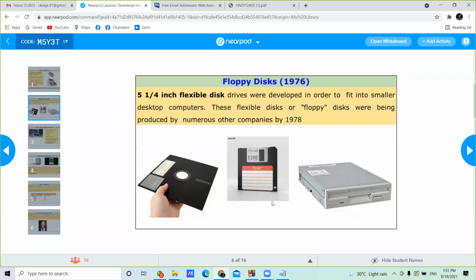5.25 inches and 3.5. The other one is 3.5. One of the pictures you can see in the middle, that one is the 3.5. The left corner picture is 5.25. In the right corner you can see another picture. This is called a disk drive, floppy disk drive.